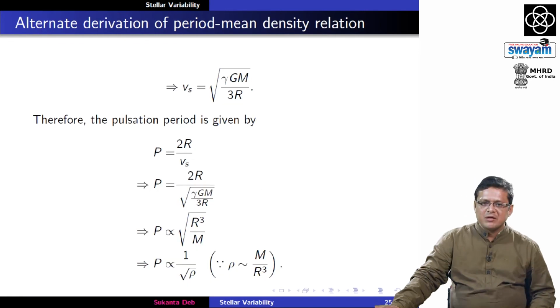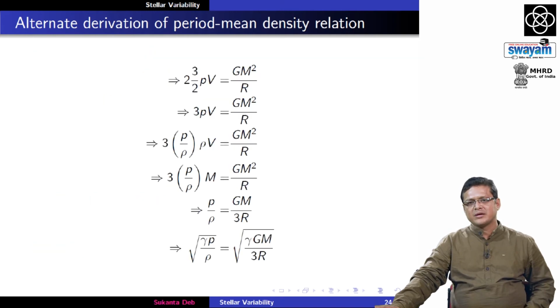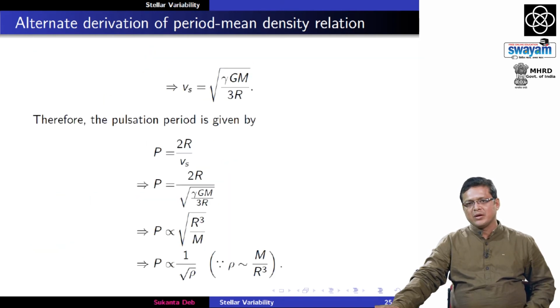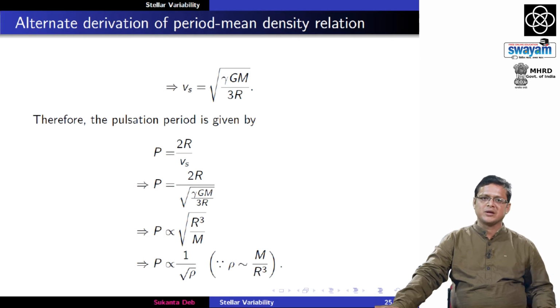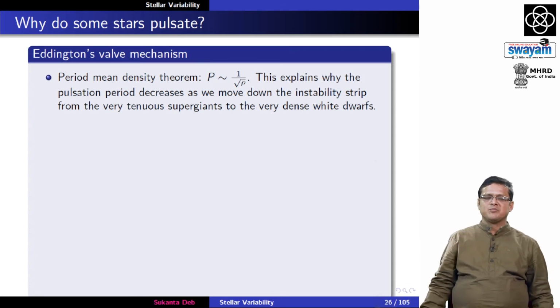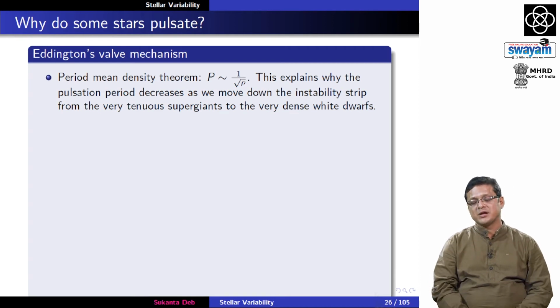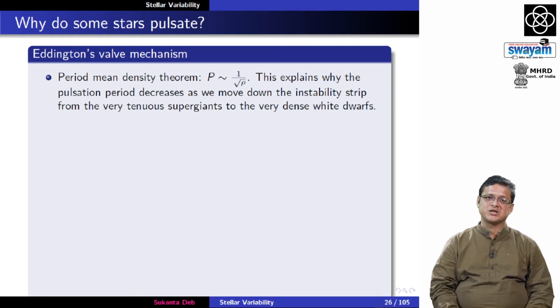Now, this is the mean density relationship, and we can see that both of them are the same when we are approximating that by using the Eddington approximation. Now, the next question is important. The next question Eddington takes up is: why do stars pulsate? Eddington used the mean density relationship, and he found an answer to why some stars pulsate.